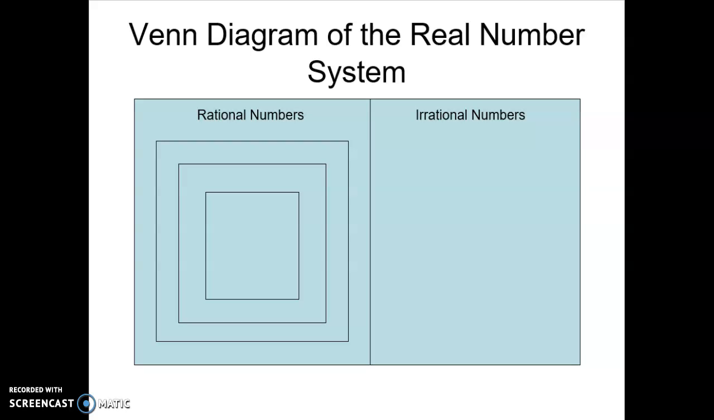Here's a Venn diagram representing the sets of numbers that we've talked about in our real number system. Notice to the right, we have irrational numbers, and there's nothing else. There's no subsets in that. If it's irrational, it's done. But notice on the left-hand side with the rational numbers, there are other subsets. Now, what subsets do we have? Well, we have counting numbers. Remember the natural numbers. We have the whole numbers, and we have integers, all inside of that. So those are the subsets.